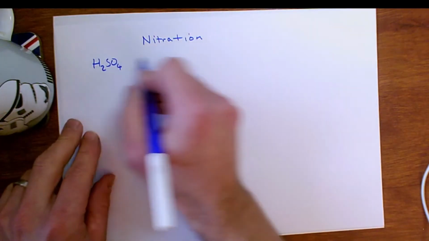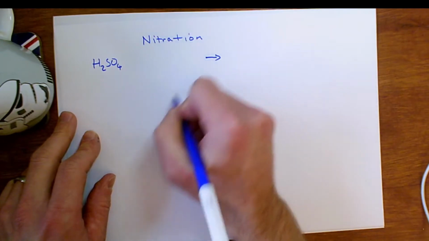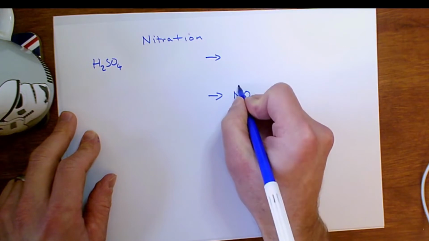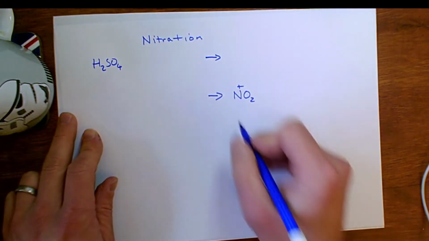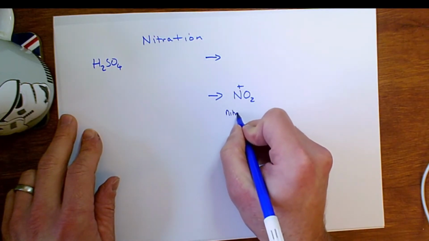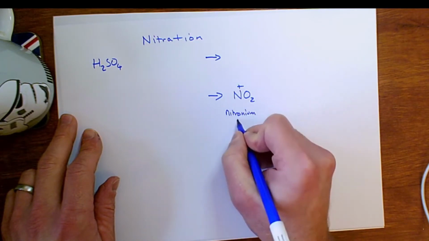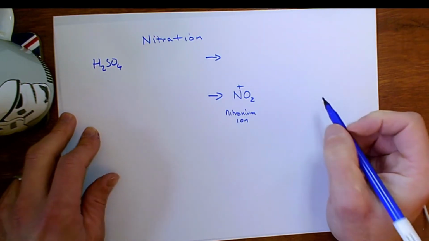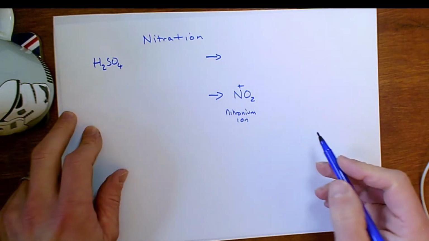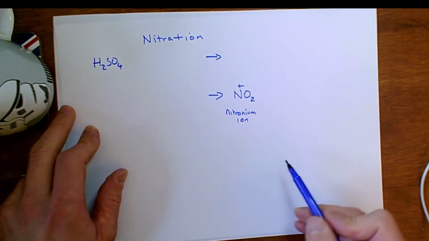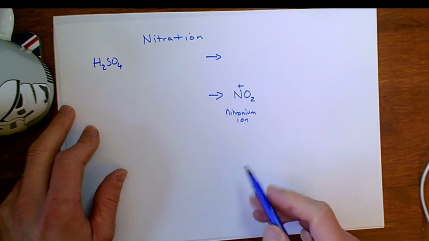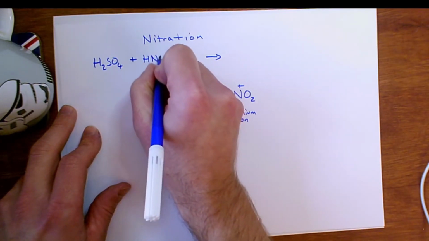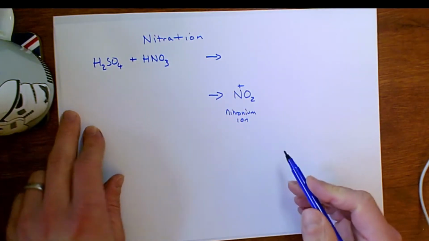Now we want to make, ultimately, an electrophile. This thing here is a nitronium ion. Sometimes you see it called a nitrile cation, I think, but I always call it a nitronium ion. So we've got to have a nitrogen containing species in order to make this nitronium ion. The nitrogen containing species that we're going to use is HNO3, nitric acid.